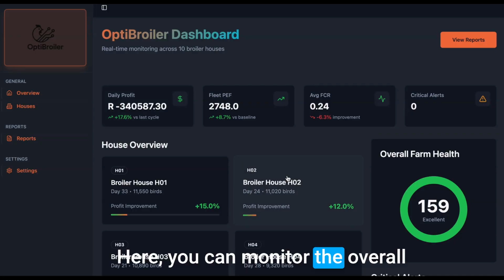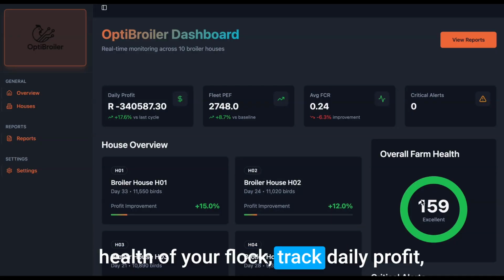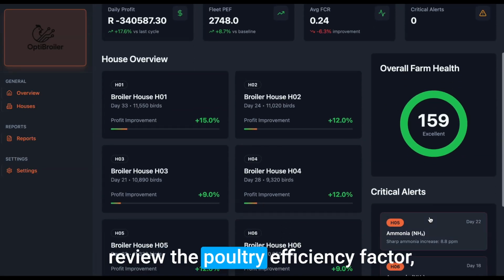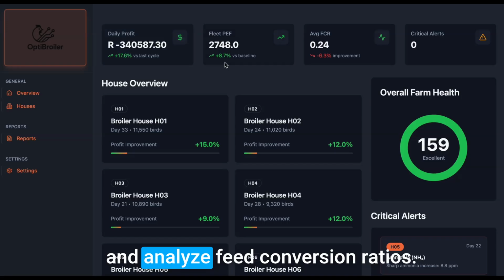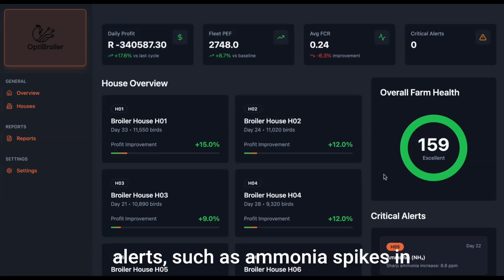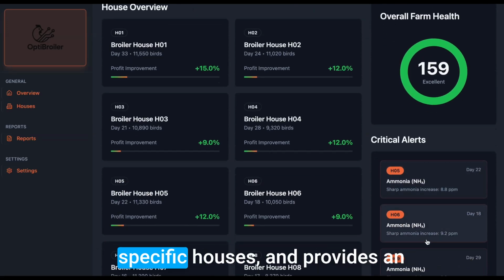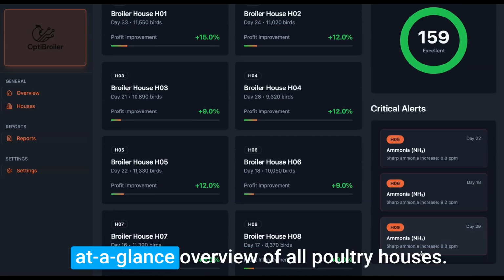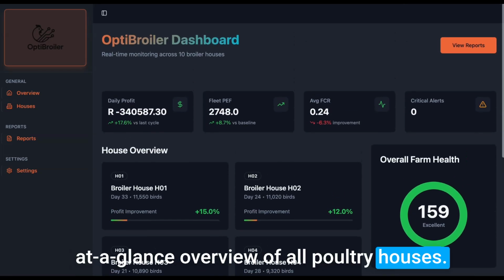Here you can monitor the overall health of your flock, track daily profit, review the poultry efficiency factor, and analyze feed conversion ratios. The system also highlights any critical alerts, such as ammonia spikes in specific houses, and provides an at-a-glance overview of all poultry houses.